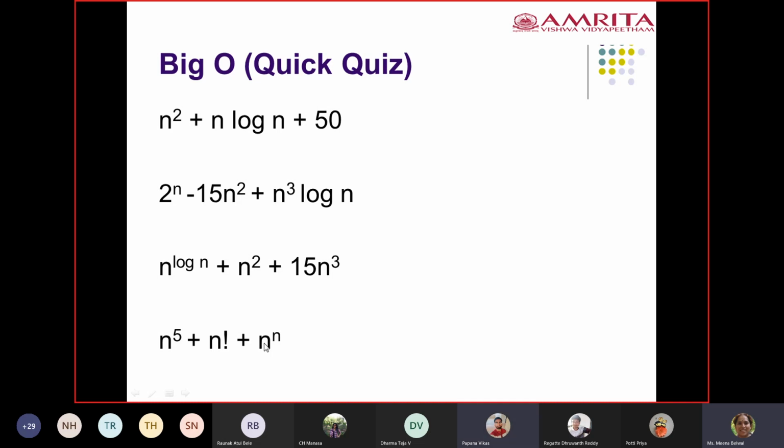No, because in n factorial we are multiplying with decrementing numbers, but in n to the power n we are multiplying with the same numbers. Very good. So you also get 5 on 5, Vikas.